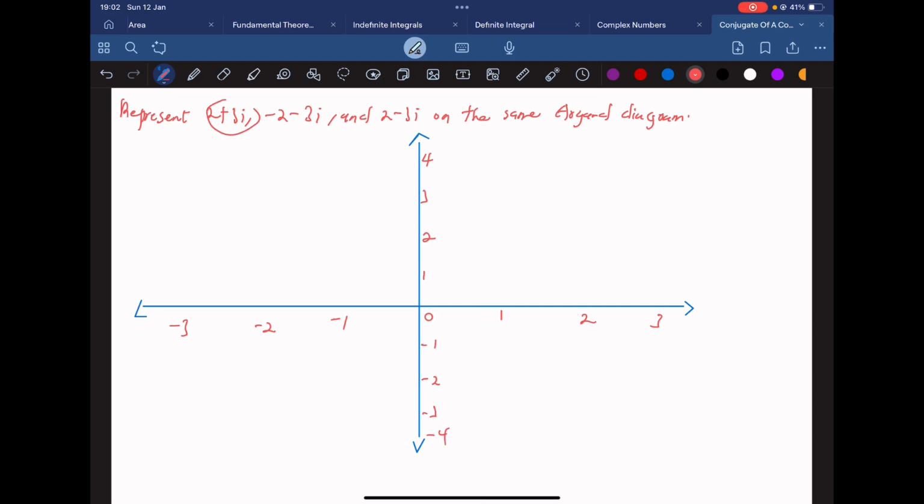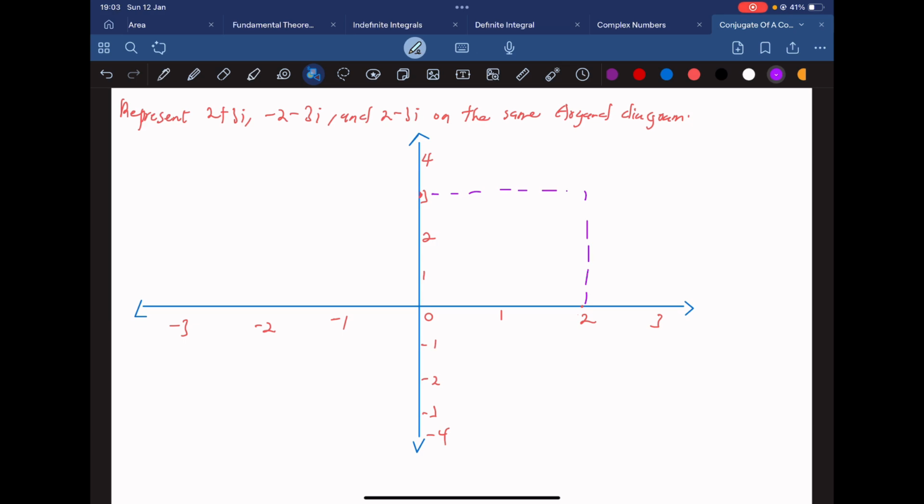Okay, so let's look at the first one. Now 2 means the real part is 2, so we have 2 over here, and the complex part is +3, meaning they meet somewhere here. If we draw the line, we're going to see that they meet somewhere here. So that's how it looks for 2 plus 3i.